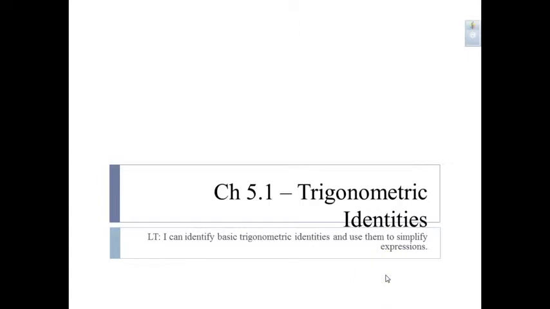As we begin Chapter 5, what we're looking at are trigonometric identities. So we are using our trig functions, sine, cosine, tangent, cosecant, secant, and cotangent, and trying to mix that together with algebra and figuring out if I have an expression written in trig identities, how can I make it simpler?